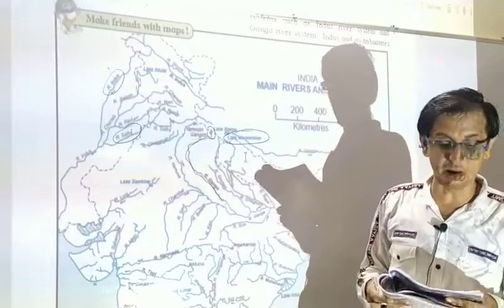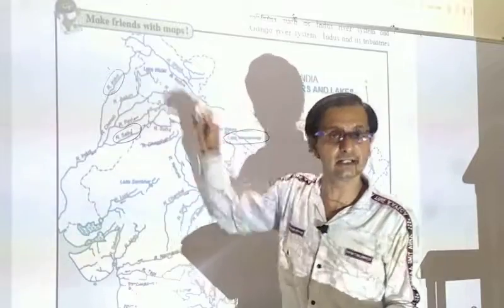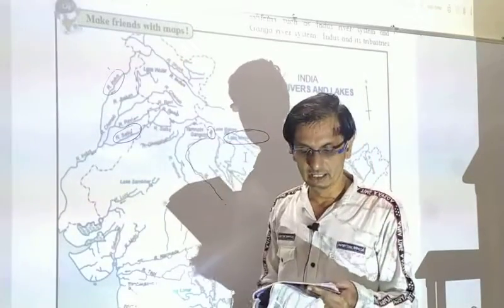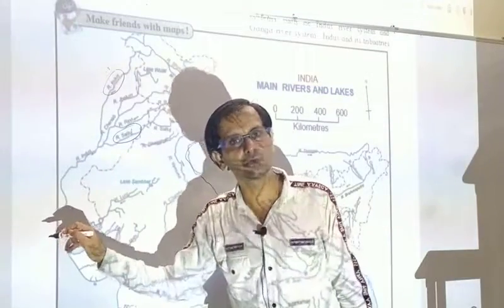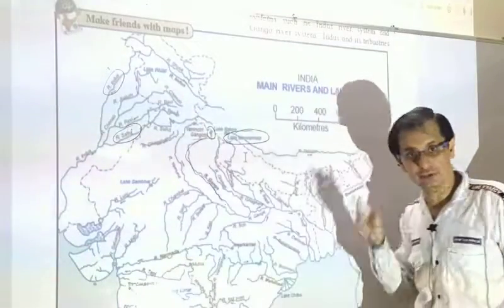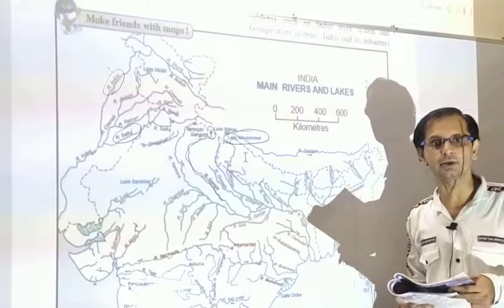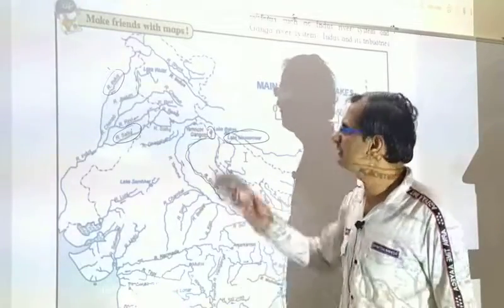Now Sindhu, the river Indus, flows through Pakistan and then meets the Arabian Sea. It is the largest river system, especially in Pakistan. Okay, and it is the main river. Now the river Ganga, this is the Western Himalaya.